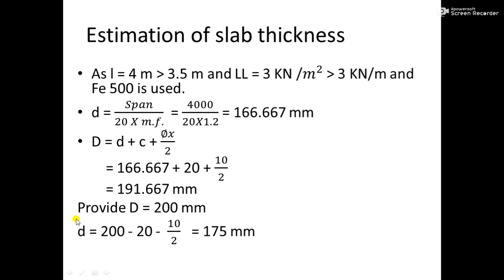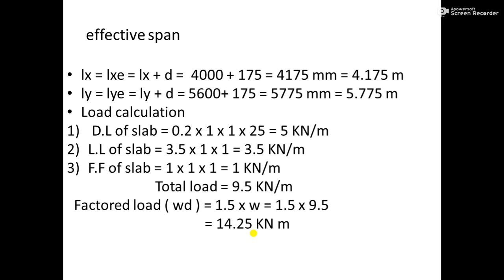So effective depth can be calculated by considering the overall depth as 200 minus 20 minus 10 by 2, that is diameter by 2, that is 175 mm. That is overall depth 200 mm and effective depth is 175 mm. So you can go through any way to calculate the overall depth and effective depth, no problem. Then effective span Lx, that is shorter span, is 4000 mm plus 175, that is effective depth, that gives 4.175 meter. Ly is 5600 plus effective depth, that gives 5.775 meter.